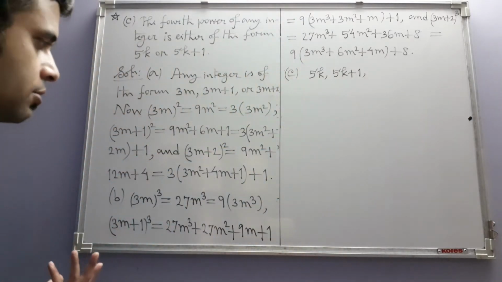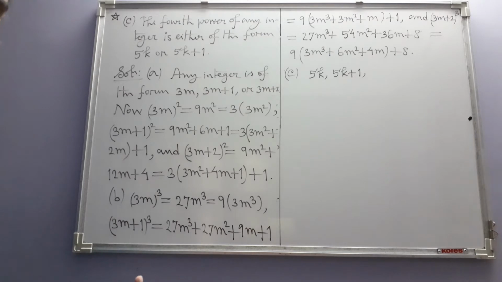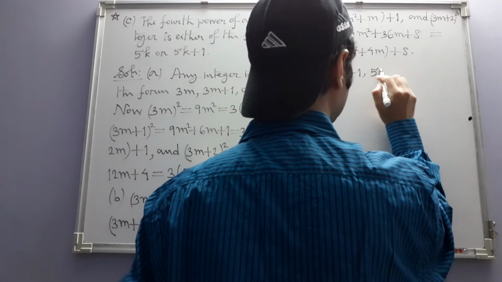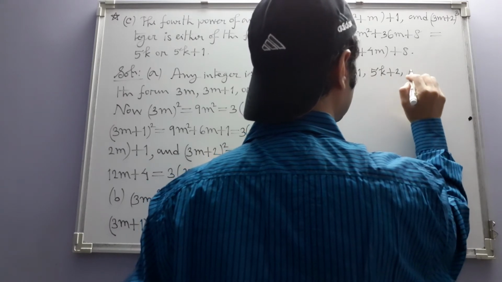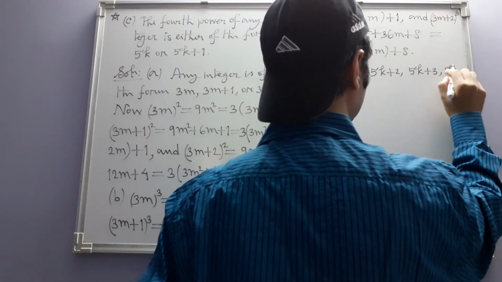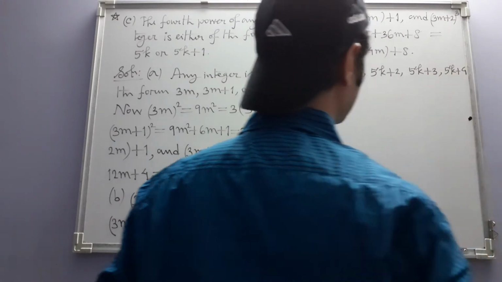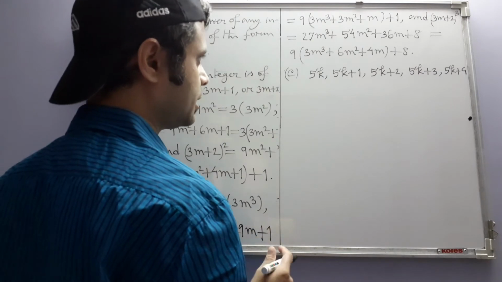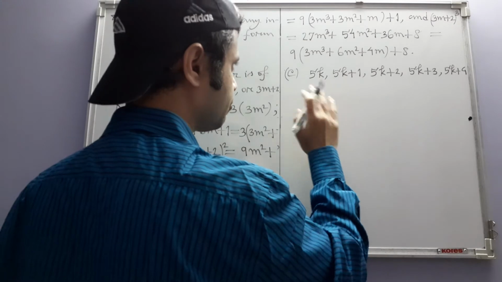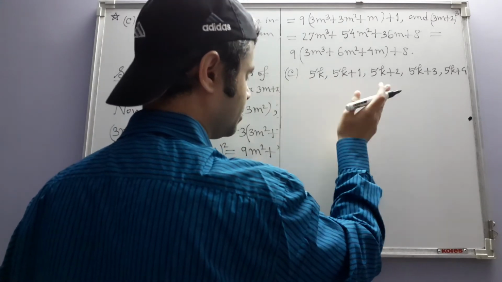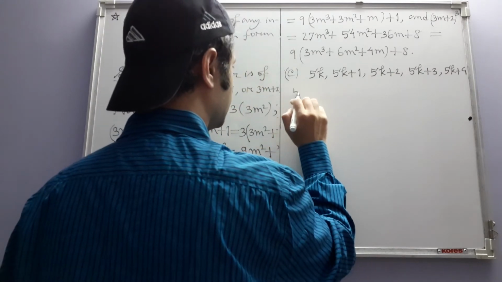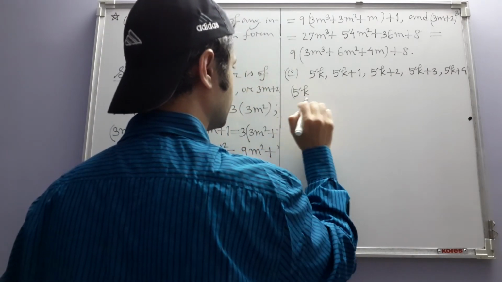Like a solution would be written when you are writing an exam. (5k plus 4). So these are all the possible things. Because we are dividing by 5, there will be 5 forms corresponding to the 5 remainders. 1, 2, 3, 4, 5. Okay, now we calculate the 4th powers.